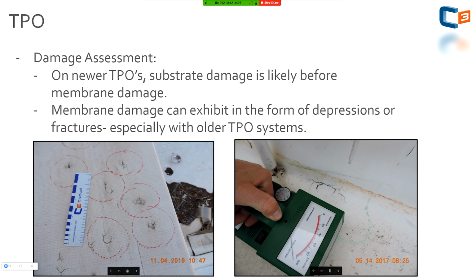And I have a Tramex moisture meter. I'm putting that down, and automatically in my head, I'm thinking, what is the substrate condition? Because this punctured the entire membrane. It tore the scrim. So this is big hail. This is about 2.5 inch, 3 inch hail. And in this case, we had water infiltration.